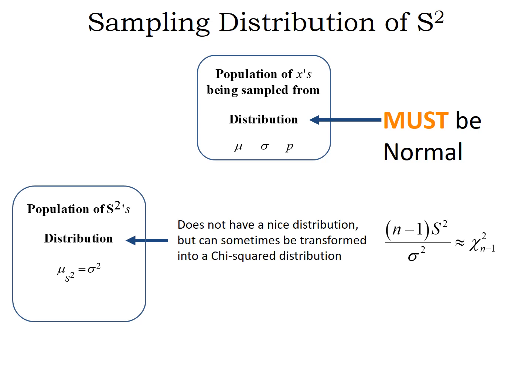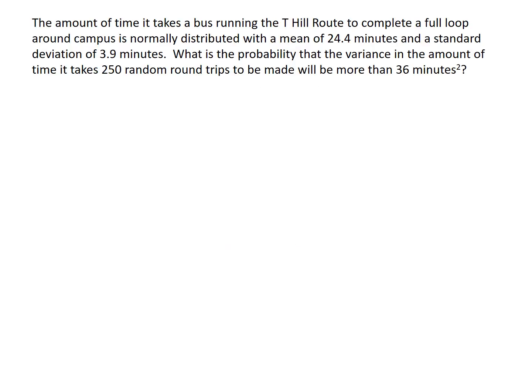Let's look at a couple of examples. One more time, we're going to take a look at the hill route and the time it takes to make a full loop. Recall that the times are normally distributed with a mean of 24.4 minutes and a standard deviation of 3.9 minutes. We want to know the probability that the variance in the amount of time it takes for 250 round trips to be made is more than 36 minutes. So we want the probability that the sample variance, S squared, is greater than 36.